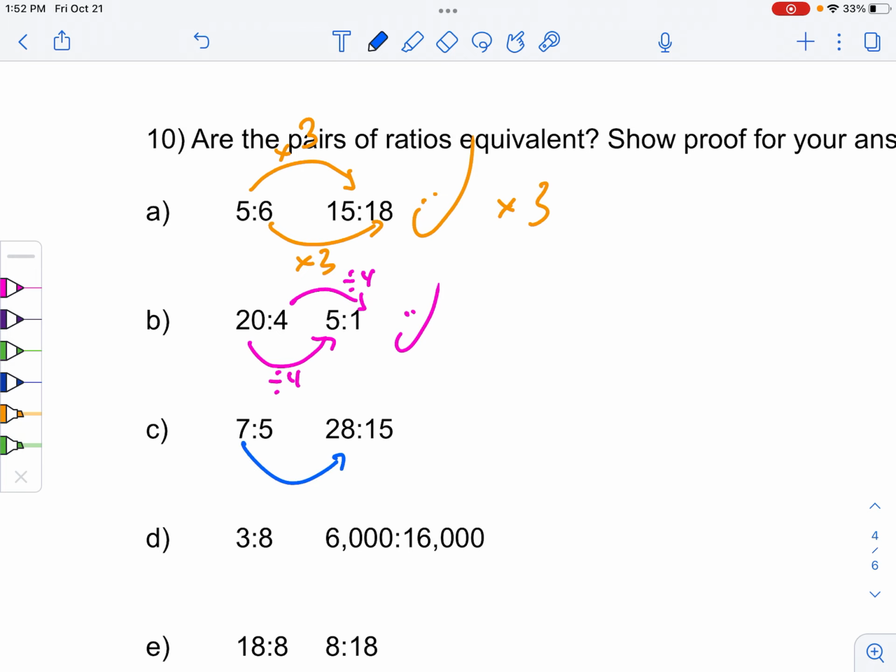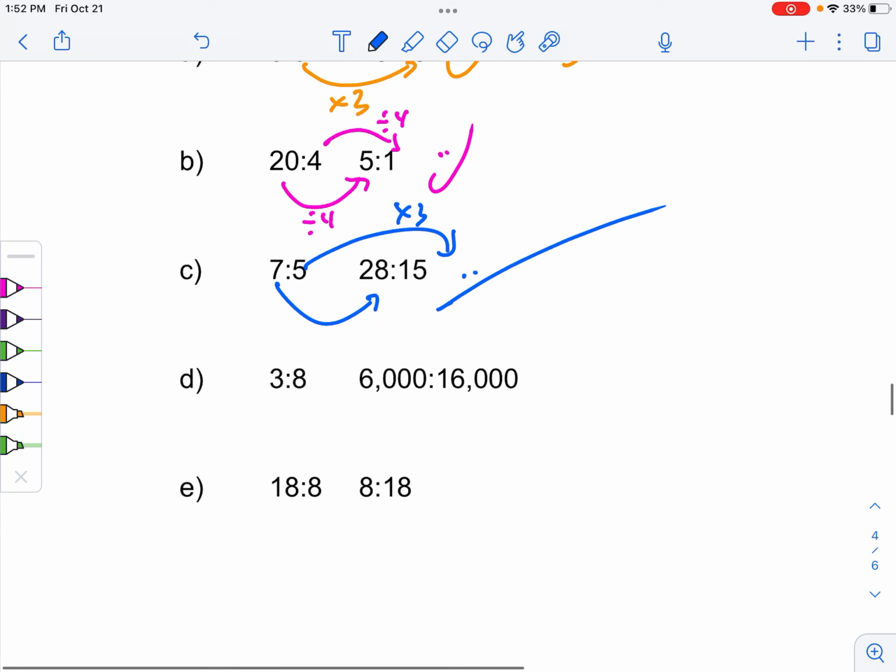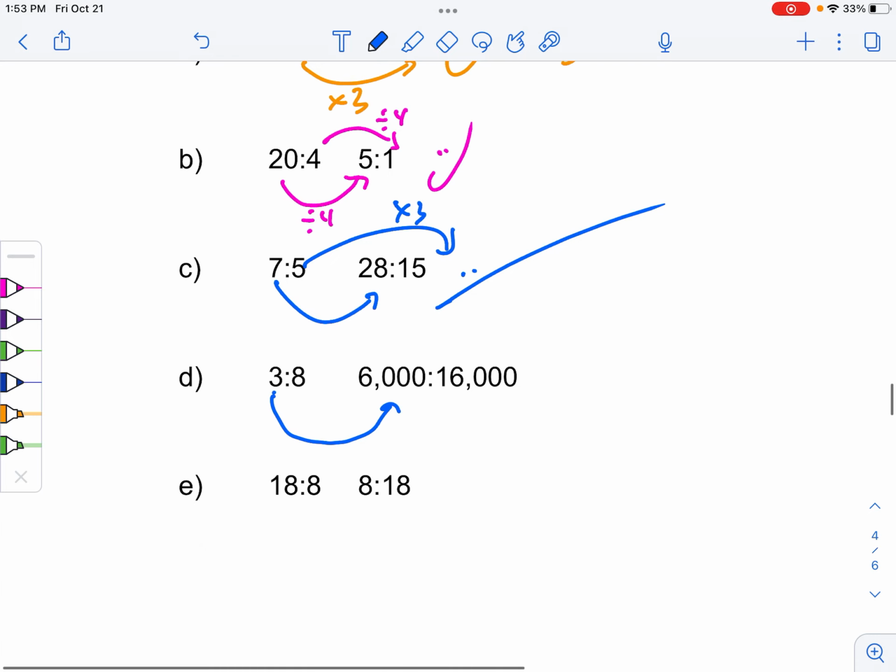How do I get to 28? Well, I know 5 times 3 is 15, but 7 times 3 is not 28, so that does not work. This one, 3 to, oh my goodness, that's such a huge number. Let's focus on the 6.